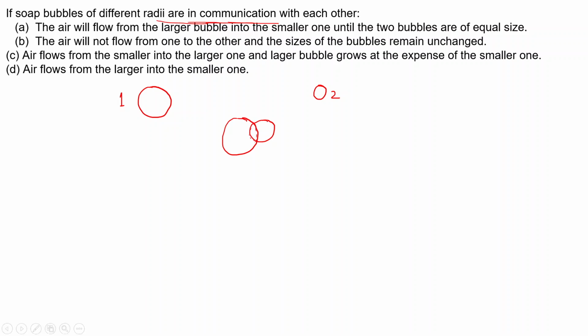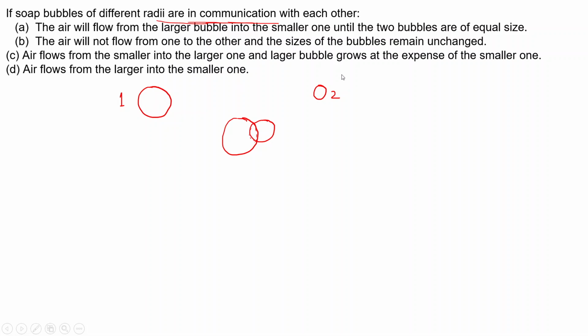When they are connected, there is some kind of shape the final one is taking. So this is the final shape when the two are connected. They are in communication with each other, and the resultant shape is something like this. The options are: the air will flow from the larger bubble into the smaller one until the two bubbles are of equal size, or the air will not flow from one to the other and the size of the bubbles remain unchanged. C is air flows from smaller into larger one and the larger bubble grows at the expense of the smaller one. D option is air flows from larger into smaller one.